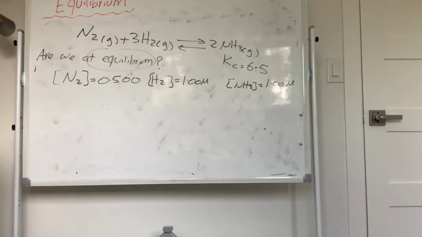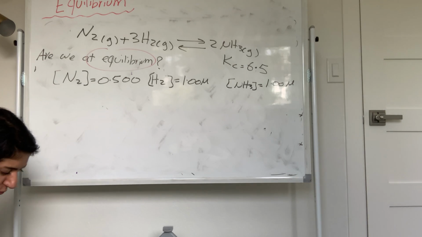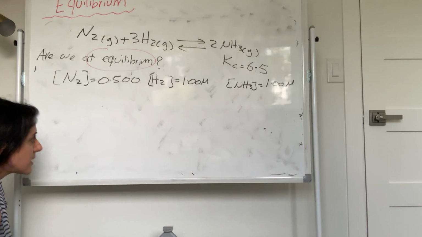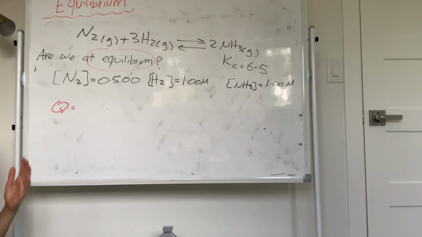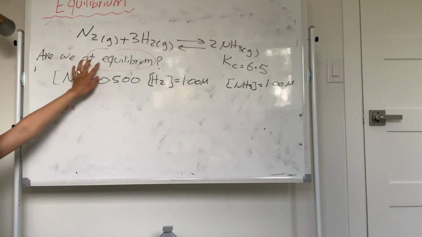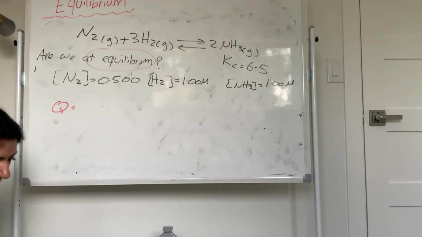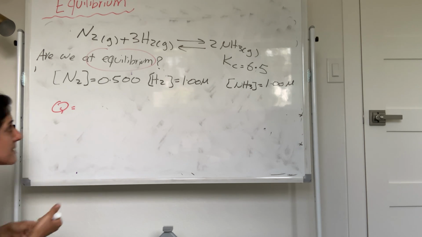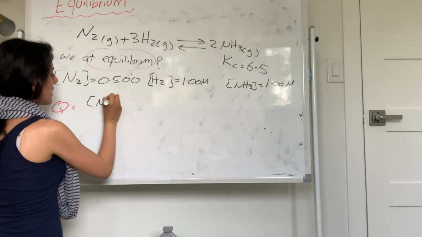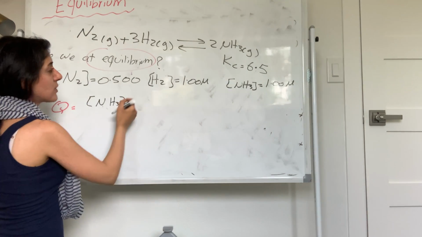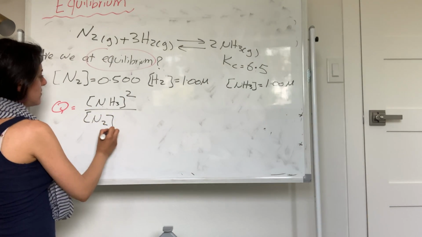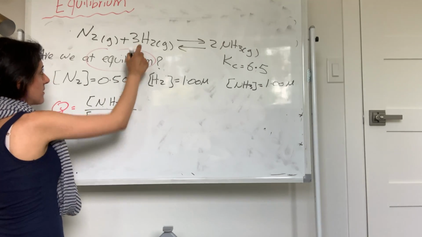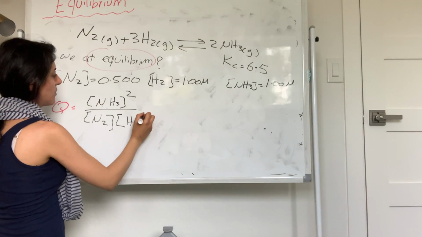Again, every time they ask you, are you at equilibrium? You need to figure out Q. You ready to do this? So the question is, are we at equilibrium? If not, what needs to happen for us to reach equilibrium? You see that, you go, oh, I know that. I need to figure out Q. Q is the same thing as K, product over reactant. So I'm going to have the concentration of ammonia to the power of 2 over the concentration of N2 to the power of 1 times the concentration of H2 to the power of 3.